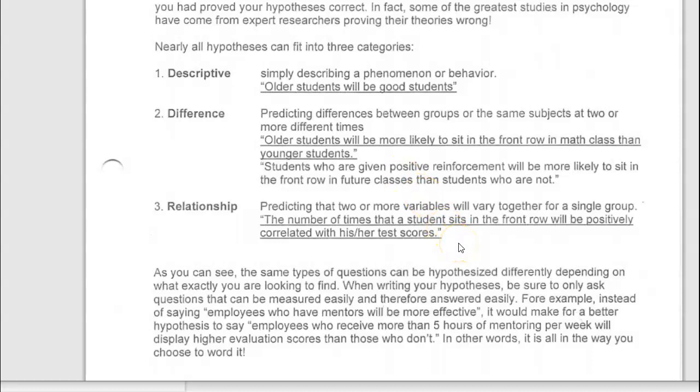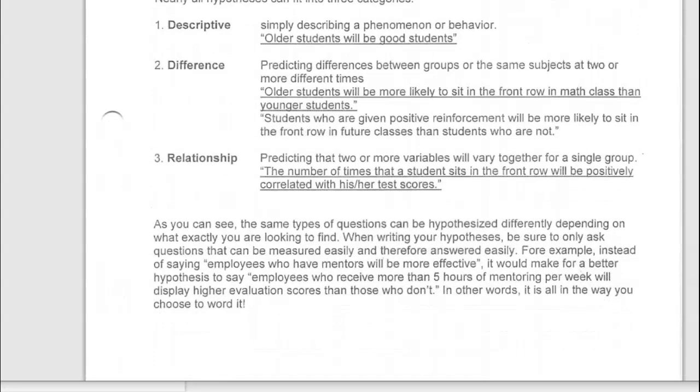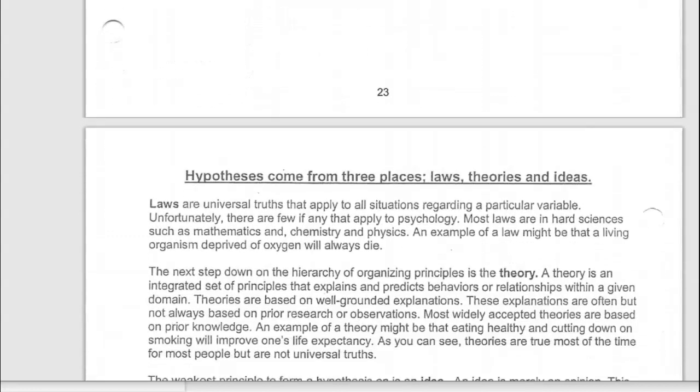Relationship hypothesis. I am not having two groups here. Instead, everybody is assumed to be part of one group. But I have two factors. How many absences you have and what is your test score, how many assignments you turn in, and I don't know, what is your percentage for the semester? Whatever the two factors are, it is one group of people. So, as it says in this paragraph now, you can see that the same type of question can be rephrased in different ways so that it's a different kind of hypothesis, descriptive, difference, or relationship.